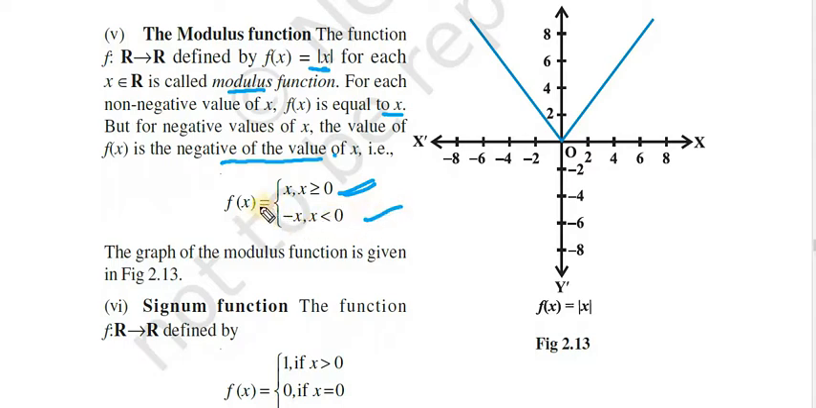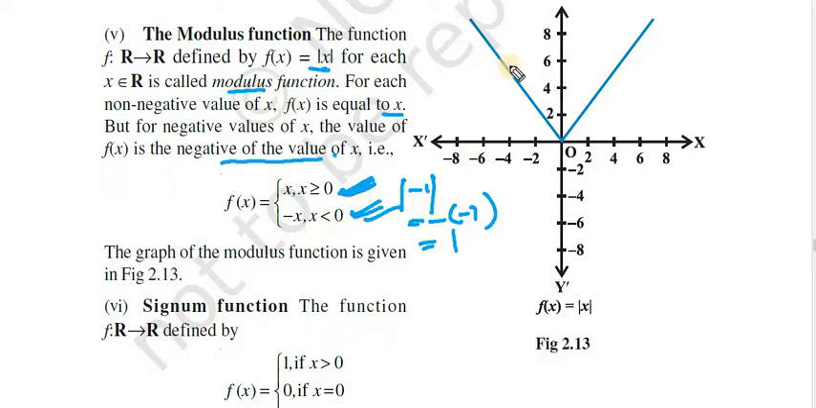This means if you have to find the modulus of minus 1, x is less than 0, so this will be minus of x. This will actually be minus of minus 1, which is equal to 1. So whenever you have a number which is greater than 0, you use this formula to find f(x). If you have a number which is less than 0, you use this formula to find f(x).